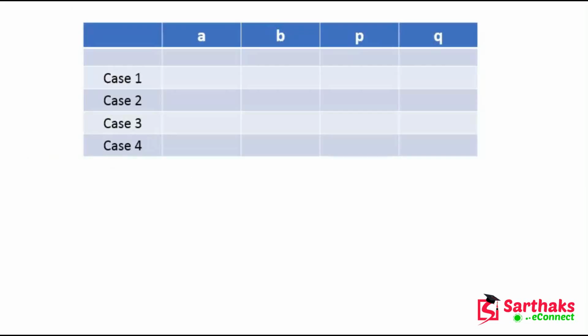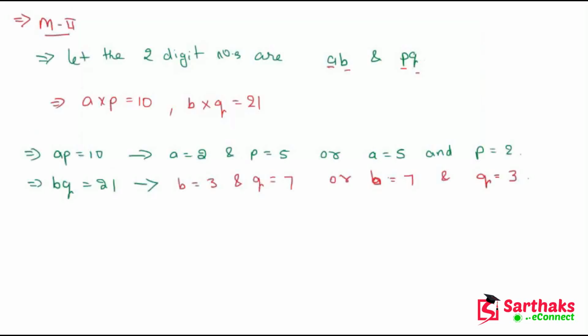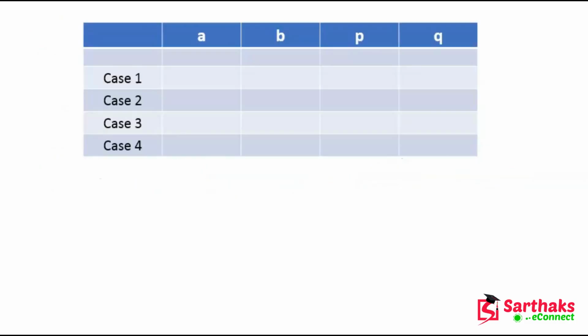So here you can see that now we have the different values of A, B, P and Q. First of all, we are taking the value of A as 2 and B as 3, and P is 5 and Q is 7. So in this case A is 2 and B is 3. Then P is what? P is 5 and Q is 7.